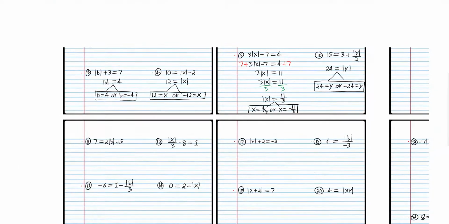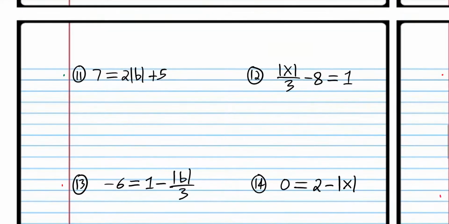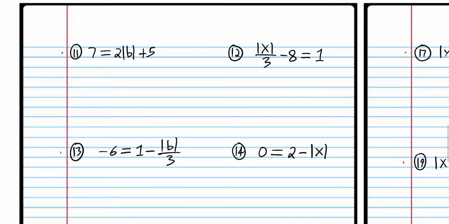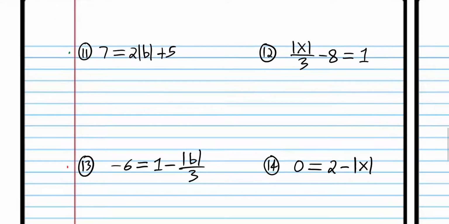So let's go on to number 11 here. Now it's time for you to try. So attempt number 11. Remember, the whole purpose here is isolate that absolute value, and then once you isolate it, you can separate the equations. Try number 11, and when you come back, we'll do it together.